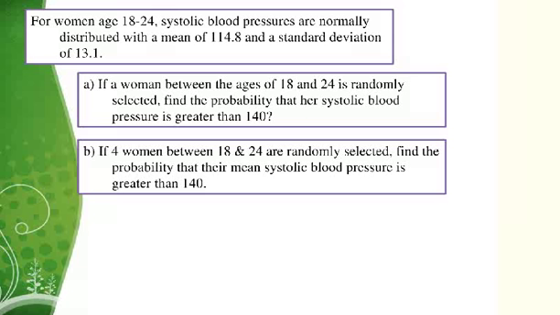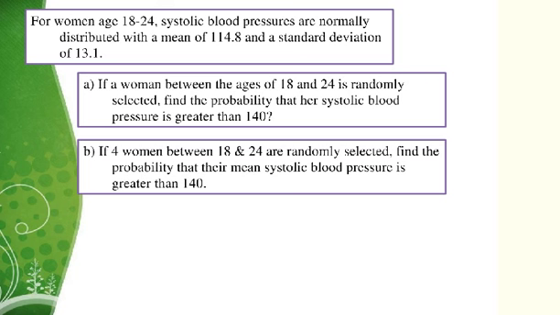For women ages 18 to 24, systolic blood pressures are normally distributed with a mean of 114.8 and a standard deviation of 13.1. If a woman between the ages of 18 and 24 is randomly selected, find the probability that her systolic blood pressure is greater than 140. Then, in Part B, we'll select 4 women between 18 and 24 randomly, and we'll find the probability that their mean systolic blood pressure is greater than 140.